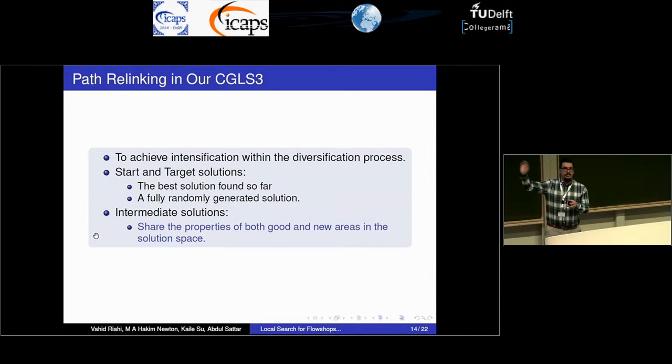This method helps our algorithm when moving from the best known solution to a completely random solution. This intermediate solution actually has properties from both areas. In fact, our new solution is not completely random, and is not very close to the best known solution so far, or a strong local optimum.